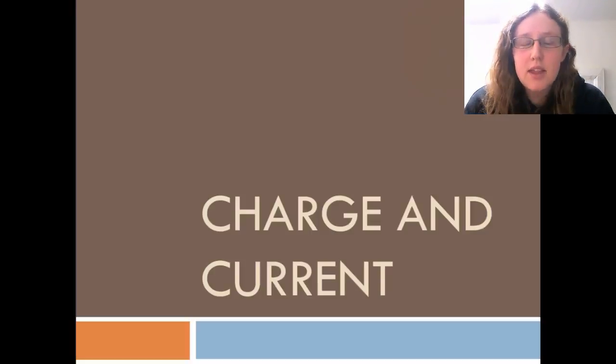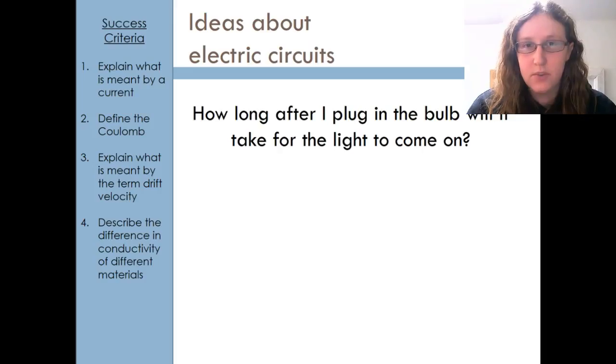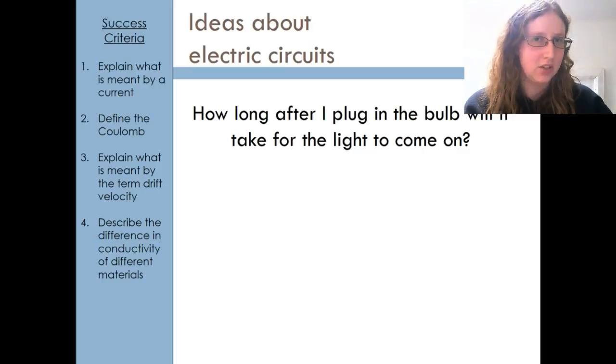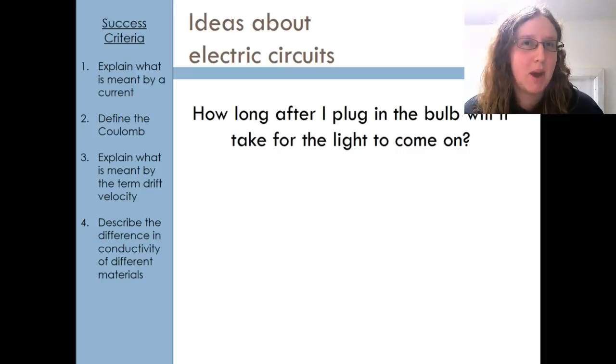Okay, so next topic I'm going to talk about is to do with charge and current, which are really important ideas in electric circuits, which is going to be a really big topic that we're going to look at for the A level. So, first thing we need to do is make sure that our ideas about electric circuits are correct. Because very often, once you go through GCSE science, you can pick up some ideas about electric circuits that aren't quite true. So just to help you think about this, I just want you to think about this question.